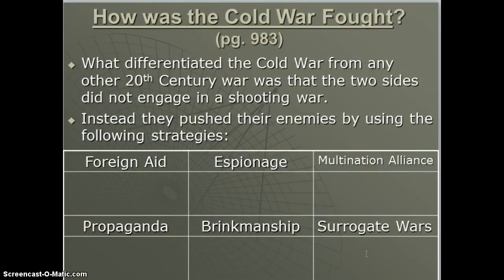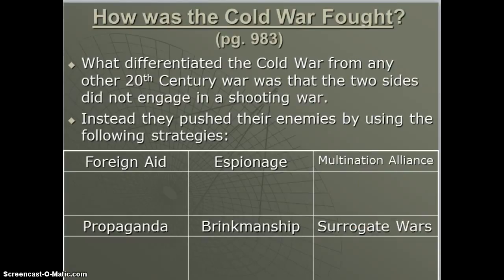If there is not enough room for you right here in each of these boxes, please put it on the back side of the notes or off to the side, wherever you need to fit in what each of these 6 strategies mean and how they were represented in the Cold War.